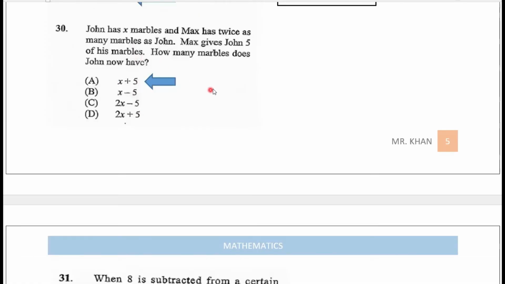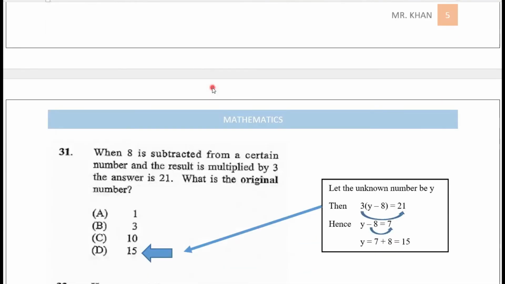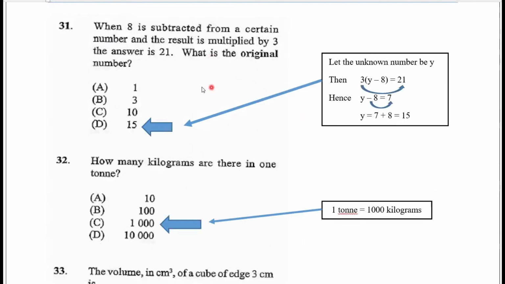So we done 30 questions. Hey, we reached halfway through the paper. So we're doing well. So we're going on to our last algebraic question in this paper. And they're saying here in 31, when 8 is subtracted from a certain number and the result is multiplied by 3, the answer is 21. What is the original number?